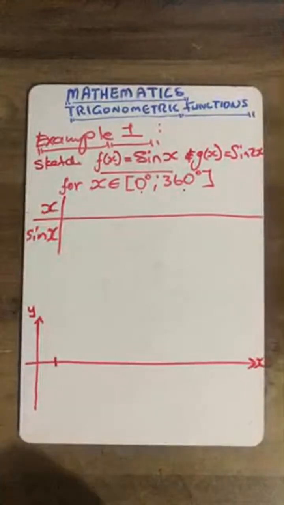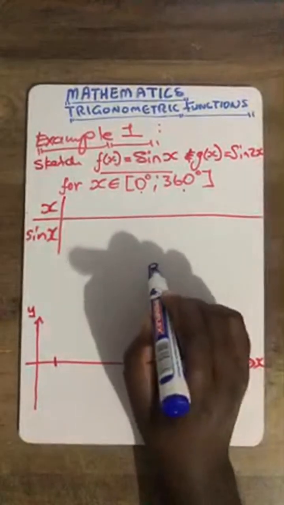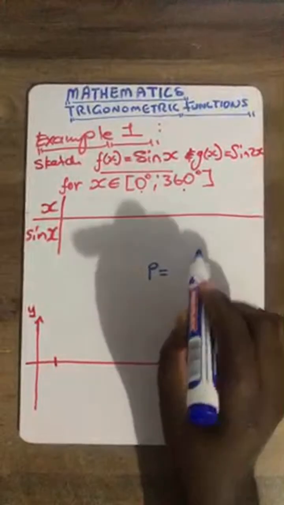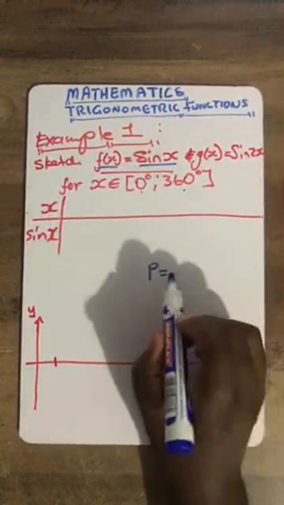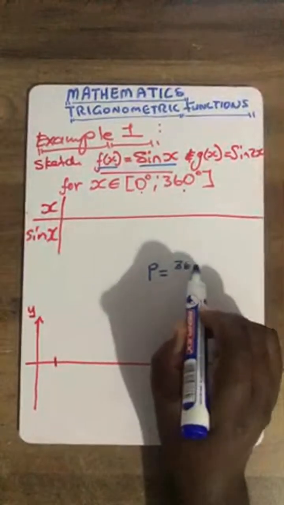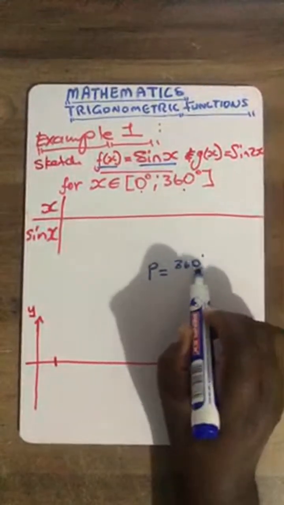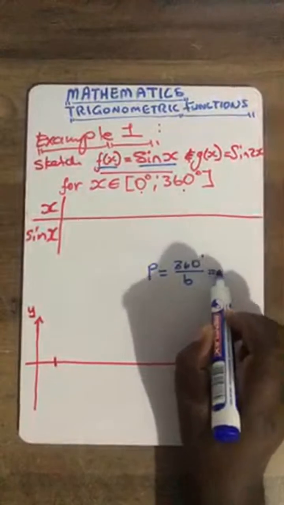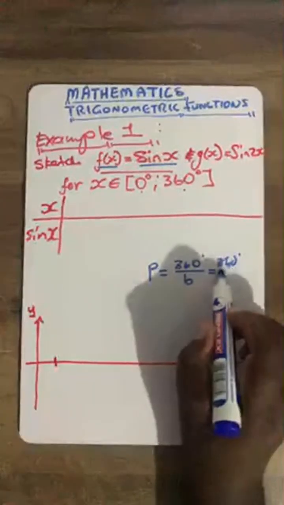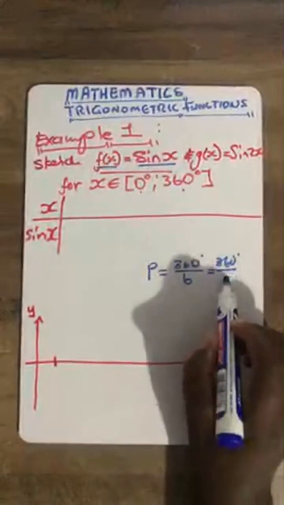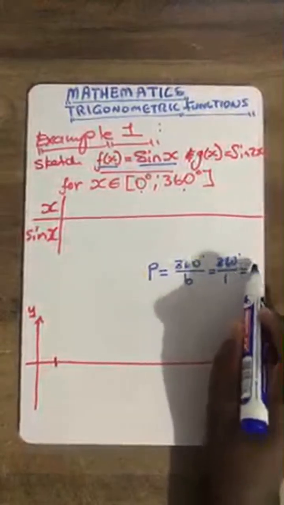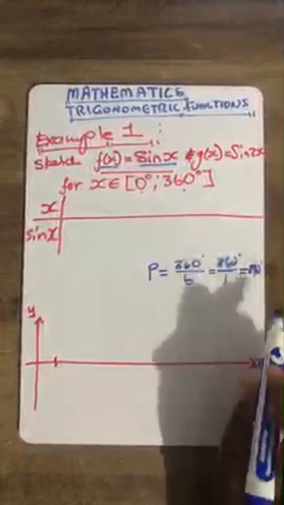How are you going to know? Remember, you will need to firstly know what the period is. What is the period for this function? Remember, this is the function that I'm starting with. The period would be equal to 360 degrees, that you must divide by the b value. So that means it's 360 degrees divided by, what is the b value? It's 1, because there's nothing in between, so it's 1. So that means the period is 360 degrees.